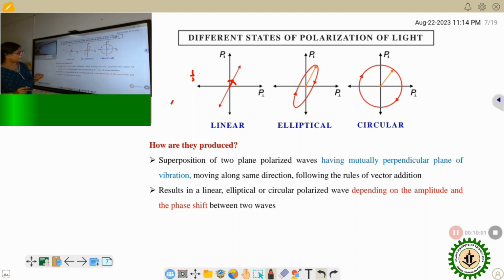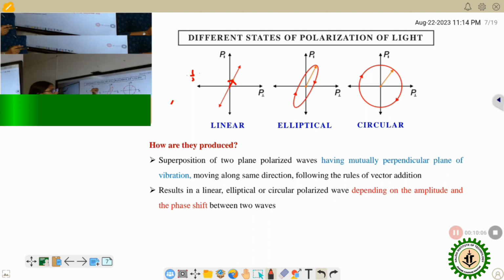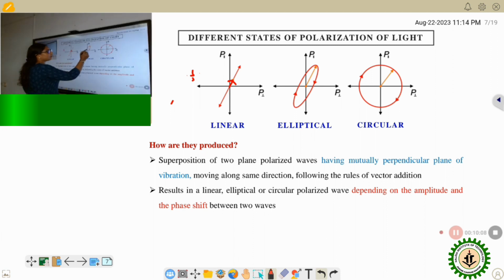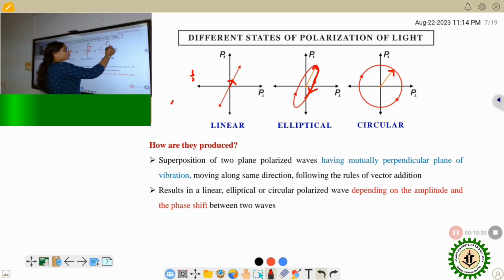So that is linearly polarized light. In case of elliptically polarized light, as the light moves along this direction, the tip of the electric field vector will rotate along the ellipse. This is called elliptically polarized light. Circularly polarized light is a special case of elliptically polarized light, where the tip of the electric field vector rotates along the circle as the light travels.